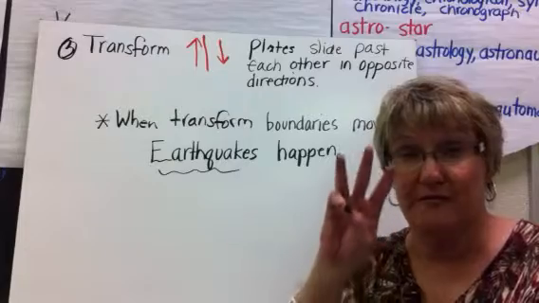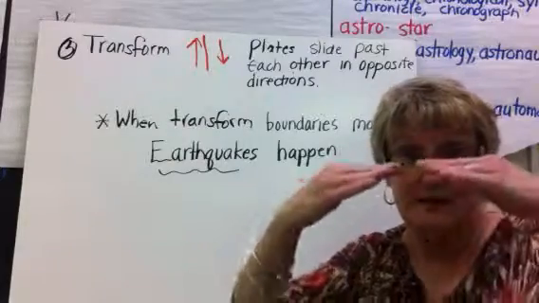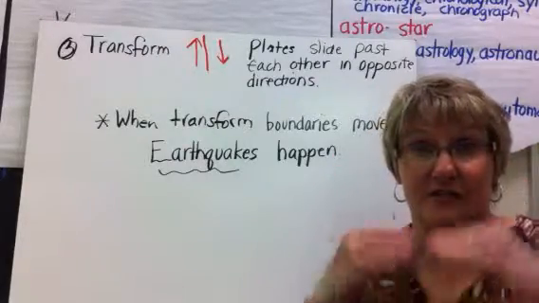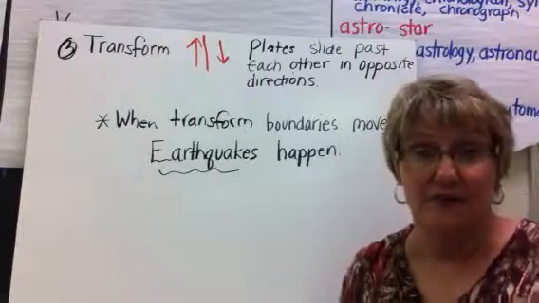So remember, three types of boundaries: convergent, then there's divergent, and then there's transform.